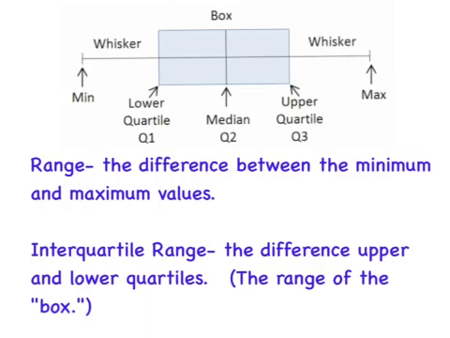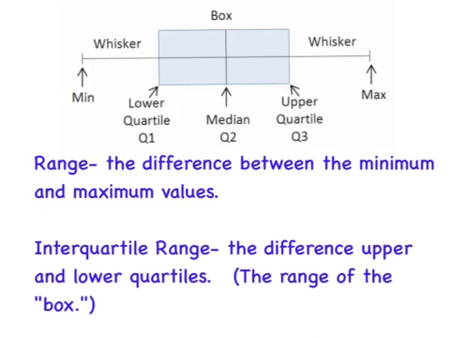We have our range, which is just like the one we did yesterday, and that is the difference between the minimum and maximum values. But today I'm going to give you a new word, and that is interquartile range. Okay, now I want you to notice a word in here. The word I want you to notice is quartile. And we know that our quartile is made up of the box, okay?